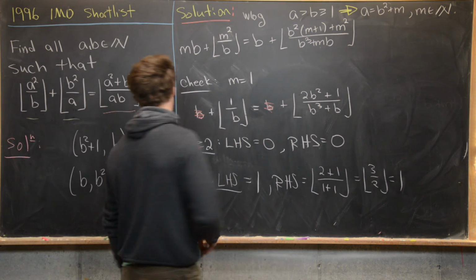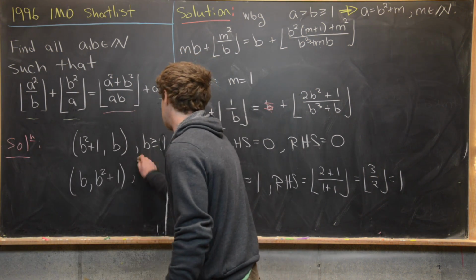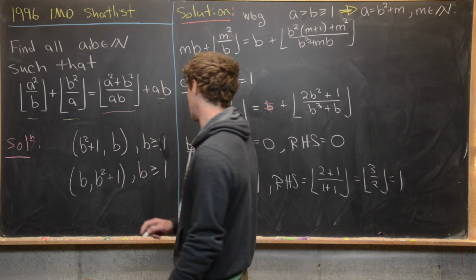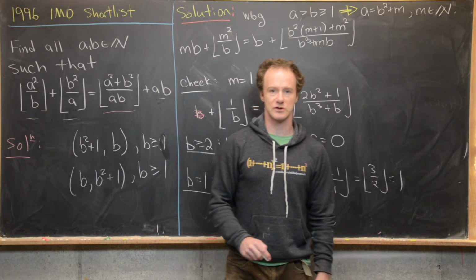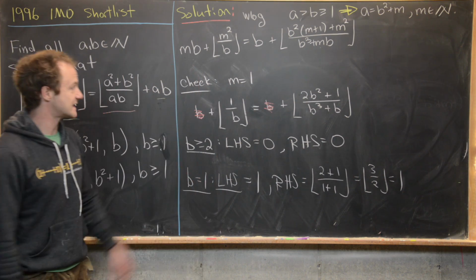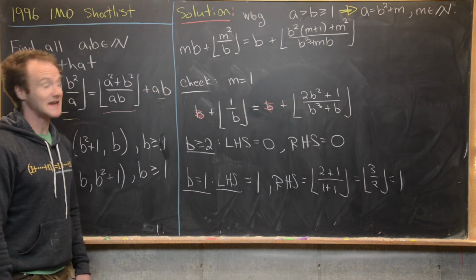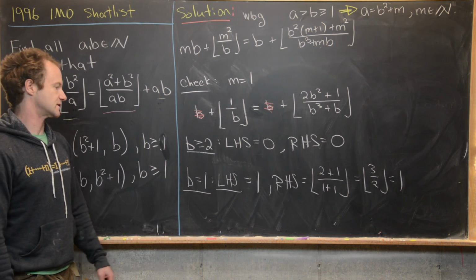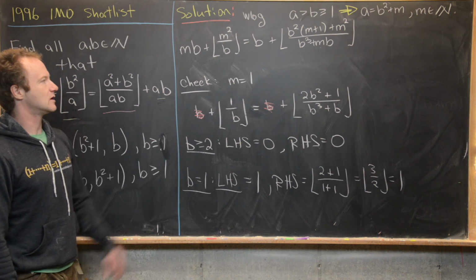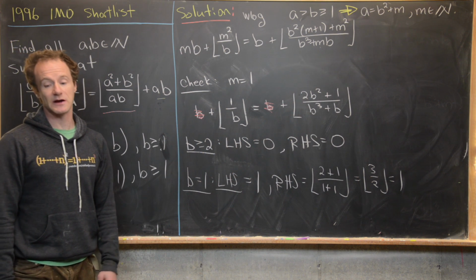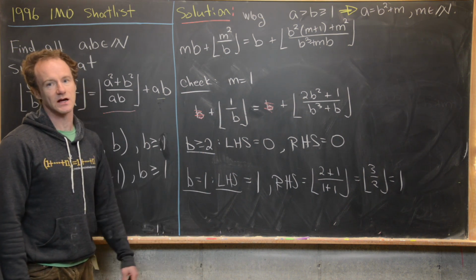So that means we can fill in that this case is actually true when b is bigger than or equal to 1. So that's good news. So we check this out, and if m is equal to 1, we've got this solution. So now what we're going to look for is cases when m is bigger than or equal to 2. That's going to take a lot more work.